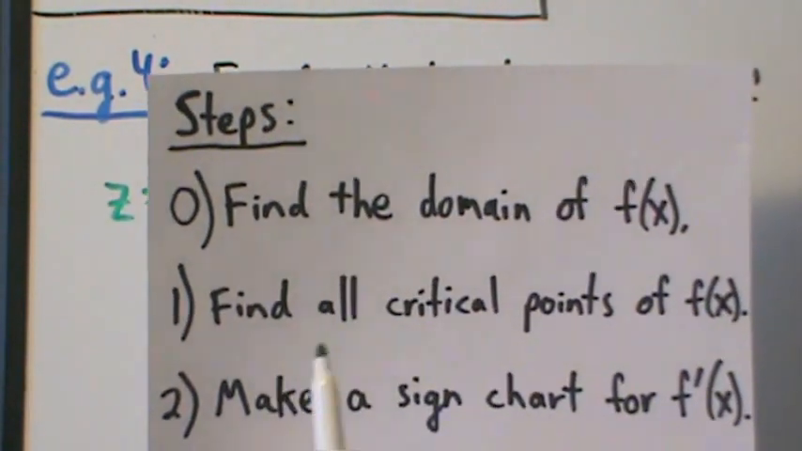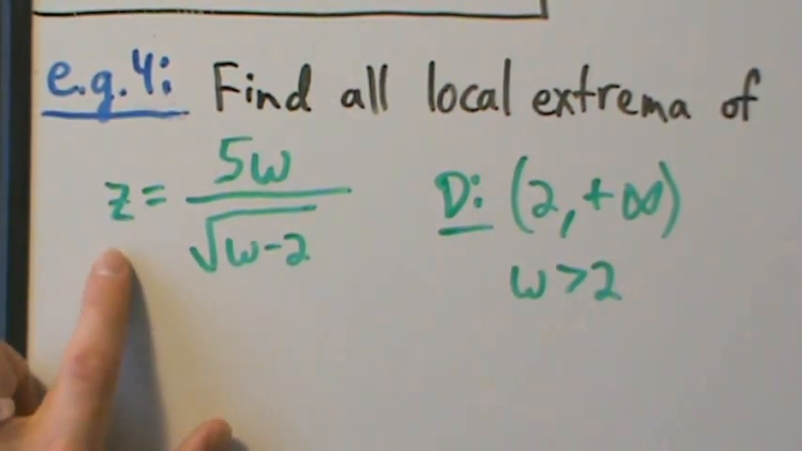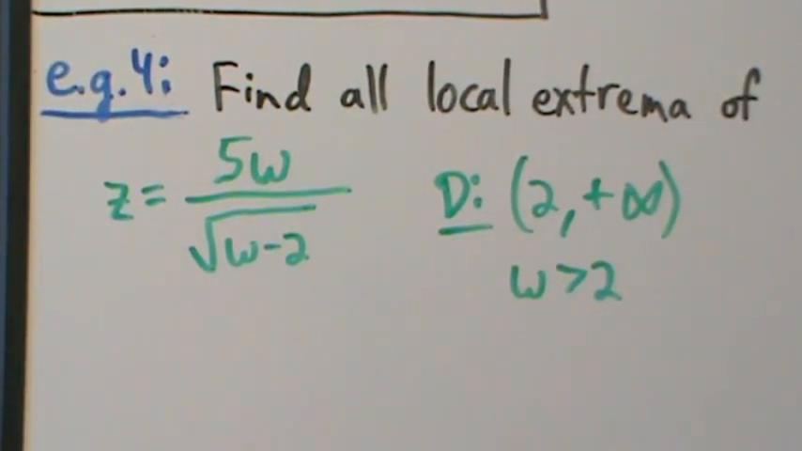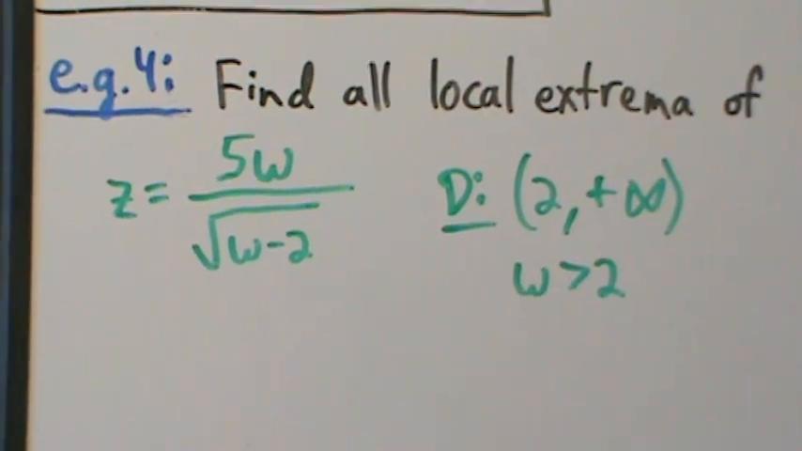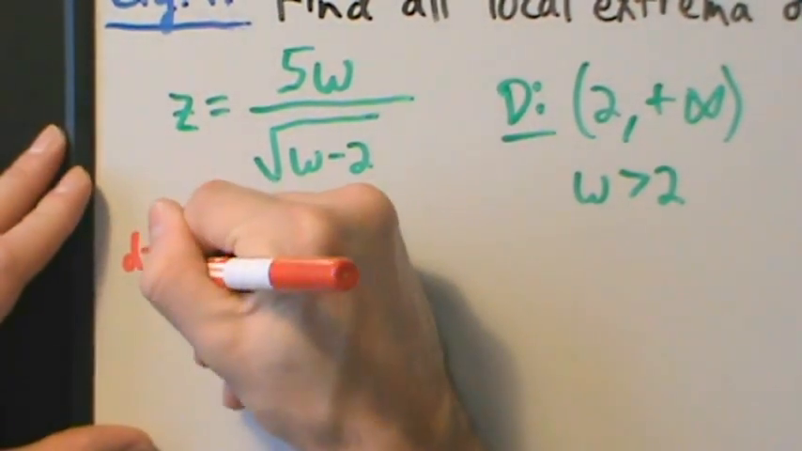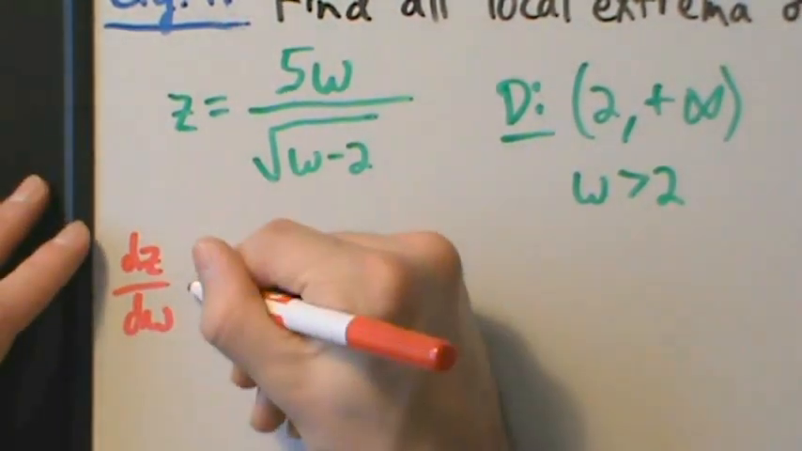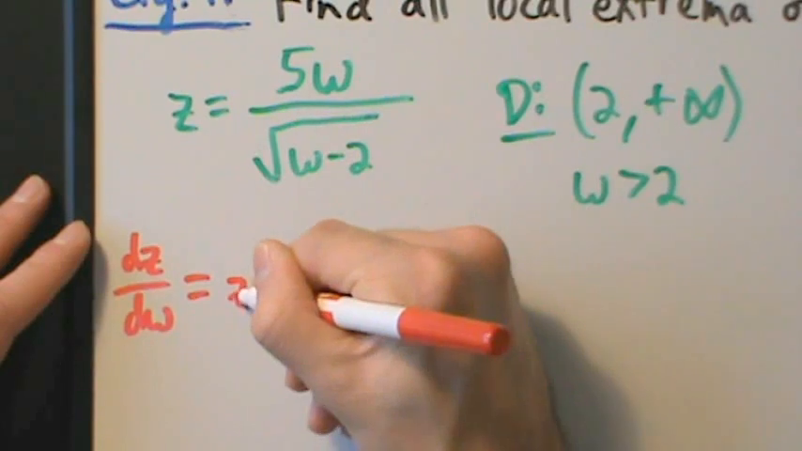Now step 1, find all the critical points of the function. So we just take the derivative of this guy, set the derivative equal to 0, solve for w, and we also find out what values of w make the derivative undefined. Okay, so let's just go ahead and take that derivative. So z is a function of w, so it's really going to be dz dw, the derivative of z with respect to w. But just to keep it short, let's just write z primed.